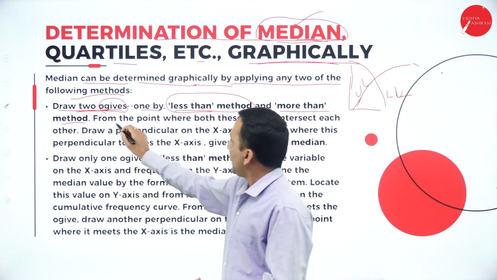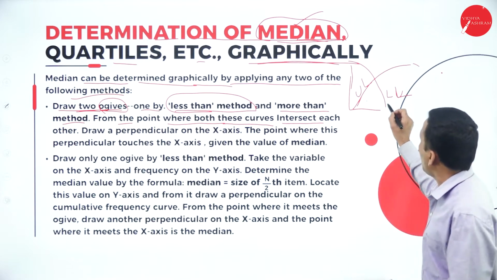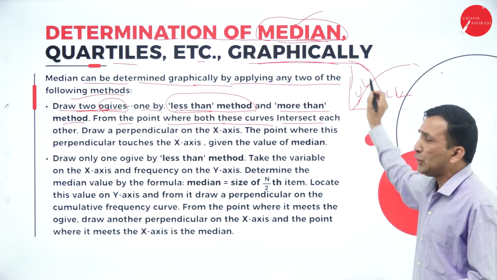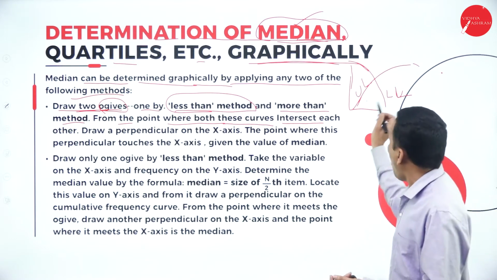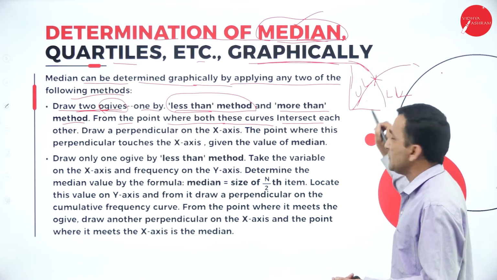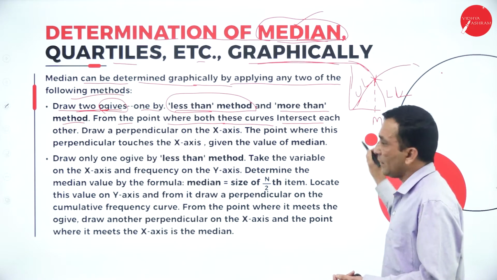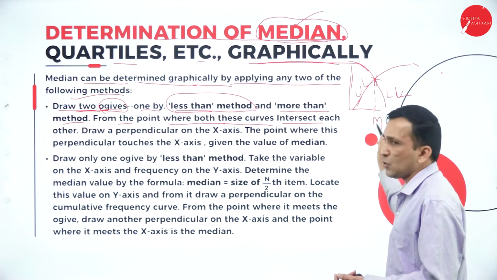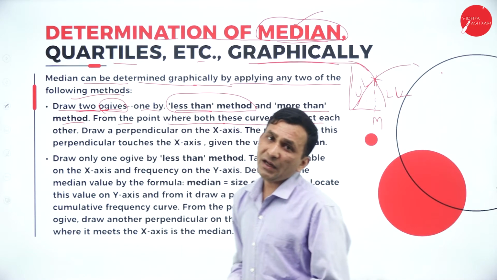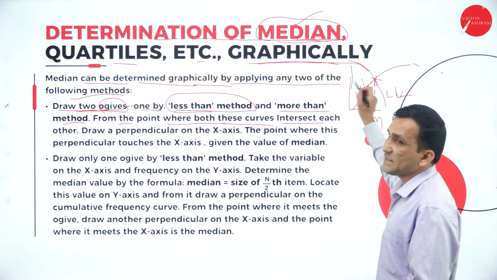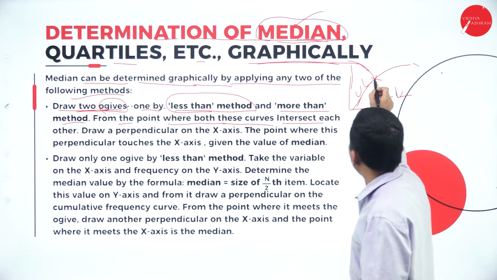From the point where both these curves intersect, now look at this. When we do it with the less than method and the more than method, obviously they will intersect. This point is considered the median, located exactly on the X series, so that we can identify the median value using the less than and more than curves.